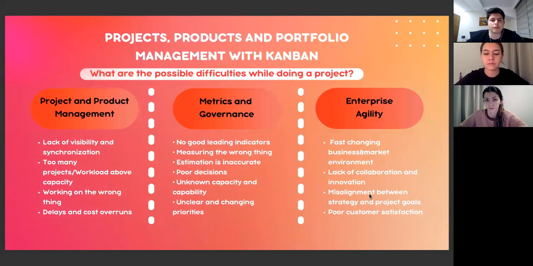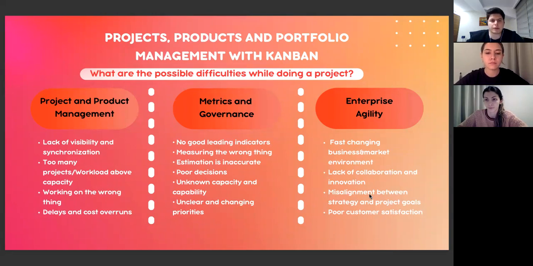Now I want to talk about the possible difficulties while doing a project. Project and product management: lack of visibility and synchronization, too many projects, workload above capacity, working on the wrong thing, and delays and cost overruns.